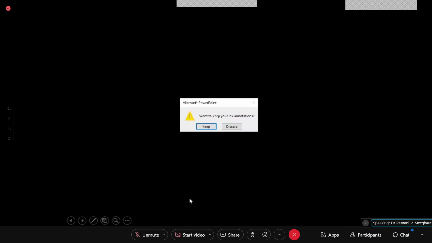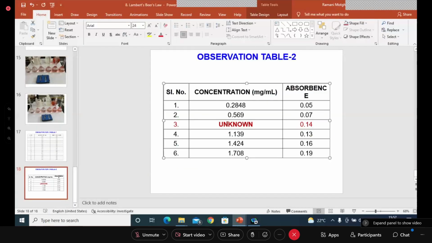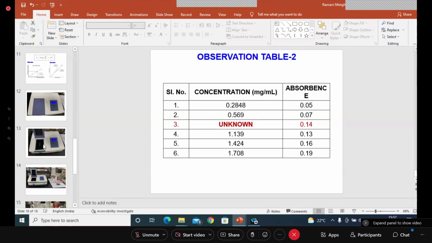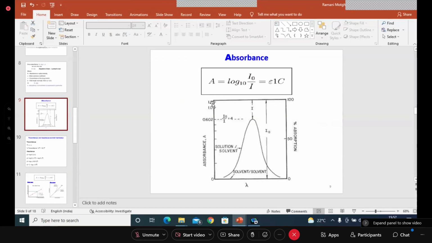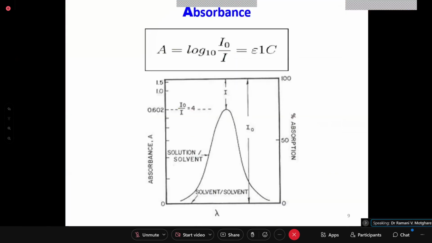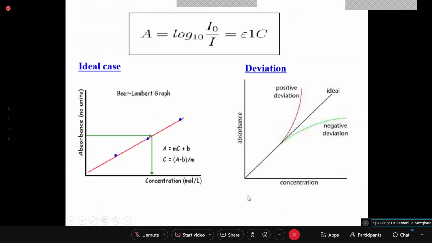What you will be writing is, these are the two observation tables, and from these two observation tables, you are supposed to plot the first graph of absorbance versus wavelength, which will give you lambda max, and then you are supposed to plot the calibration curve using the second observation table, and the calibration curve will be absorbance versus concentration. Things are clear?